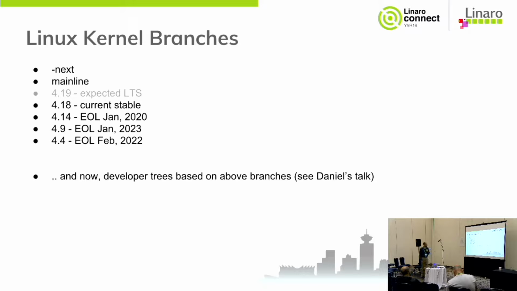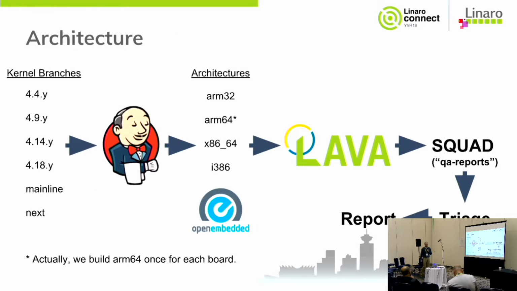So the branches we focused on are next, mainline, and then the stable branches going back to 4.4. And Daniel, following me, is going to talk about how you can test an arbitrary kernel tree based on one of those branches using LKFT. So that's the list we have right now.